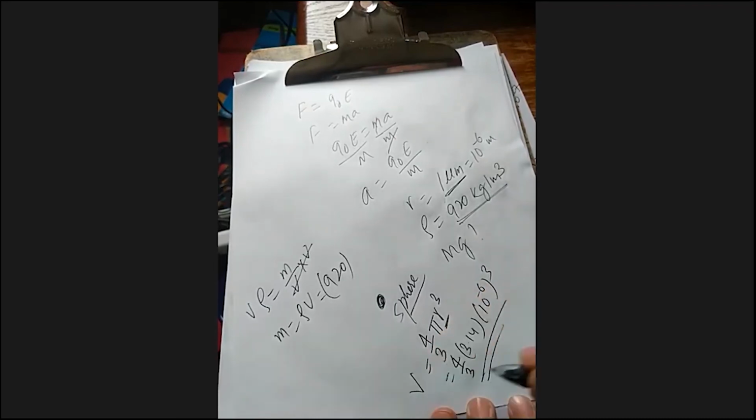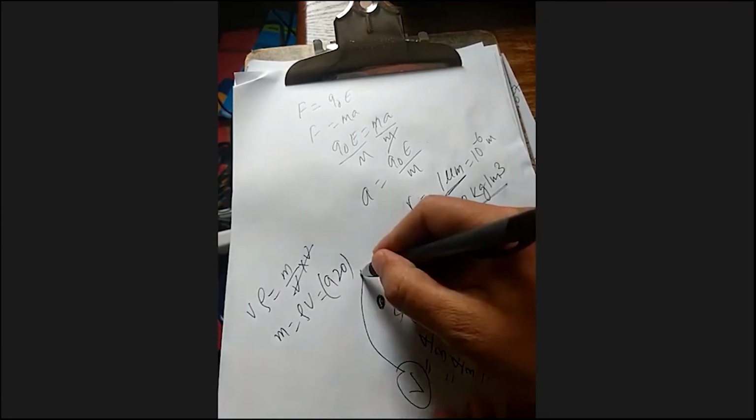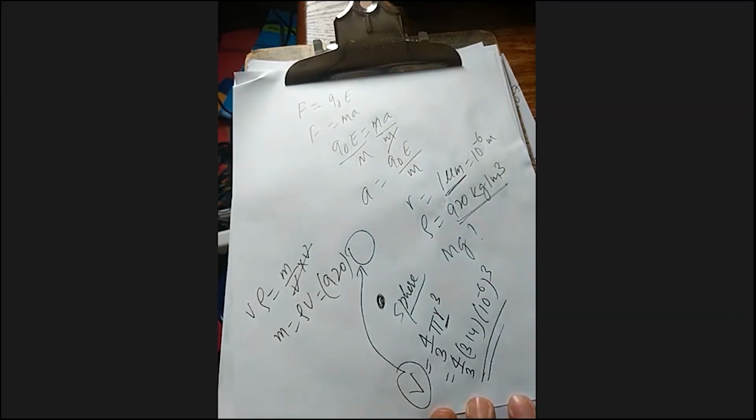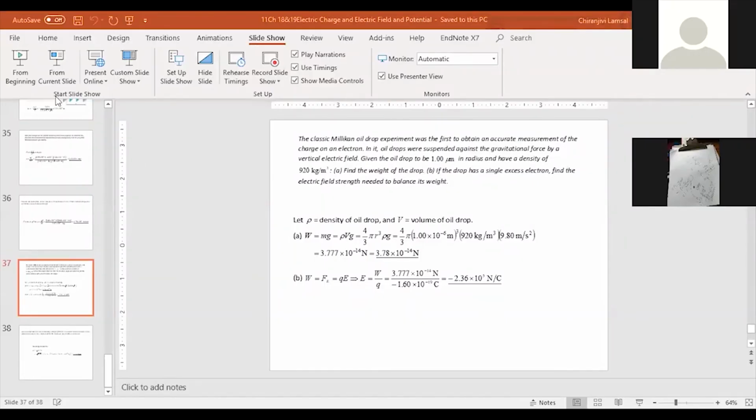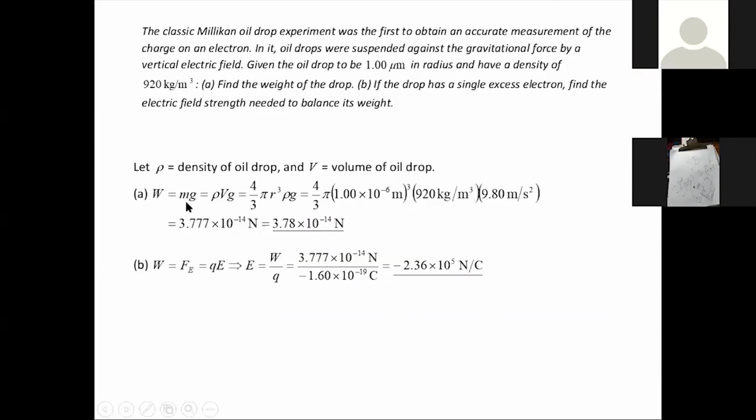This is the volume of the oil drop. Now this volume goes in here. So 920 multiplied by this number gives you the mass of the oil drop. Then how do you find the weight? Multiply mass by gravity, right? Acceleration due to gravity. So simply multiply by 9.8 and that gives you the weight of the drop. This is done.